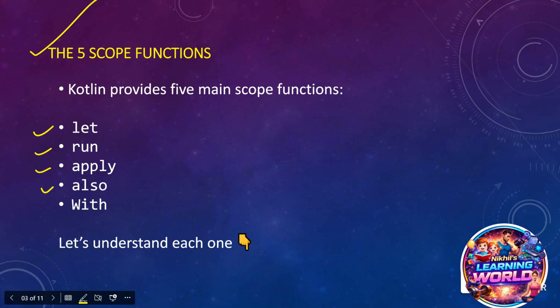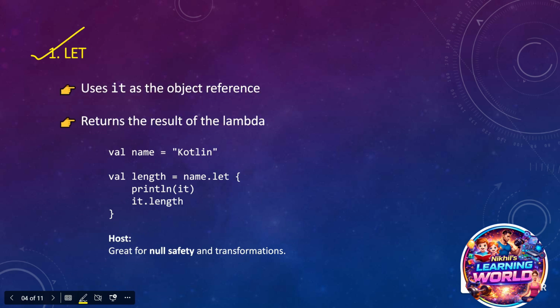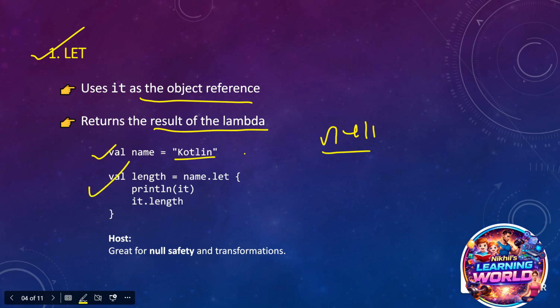First is let. It uses it as an object reference and returns the result of the lambda. You can see an example: val name = "Kotlin", val length = name.let { print(it) }. Here it is nothing but a reference to the current object. Let uses it to refer to the object and returns the lambda result. Use cases: null check, chaining and transformation.